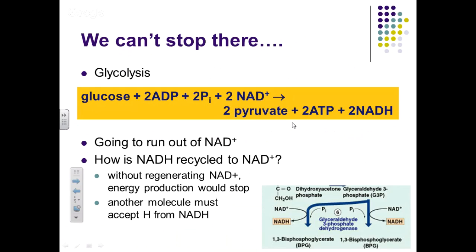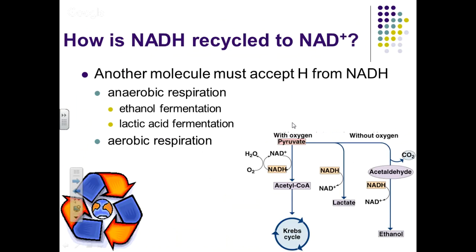Fermentation is the process of basically taking those electrons and the hydrogen off the NADH and regenerating the NAD+. That's the point of fermentation, is to regenerate the NAD+, so glycolysis can continue. And then you can make more ATP. So how is it recycled? Something has to accept the electrons and hydrogen from the NADH, another molecule besides the ETC.